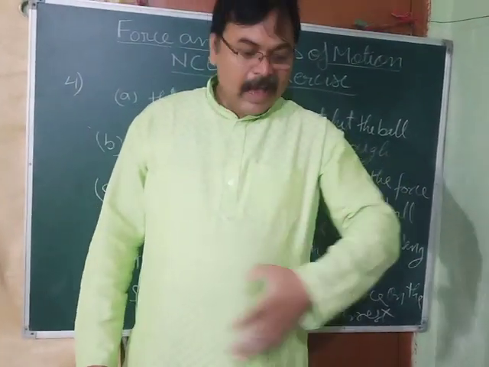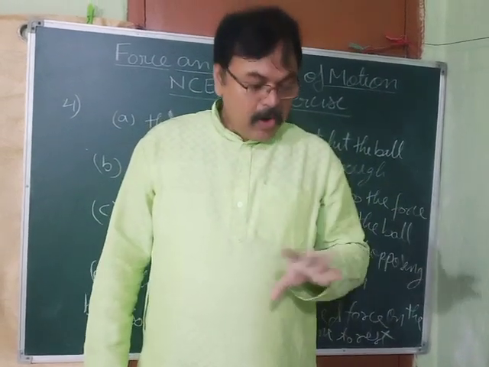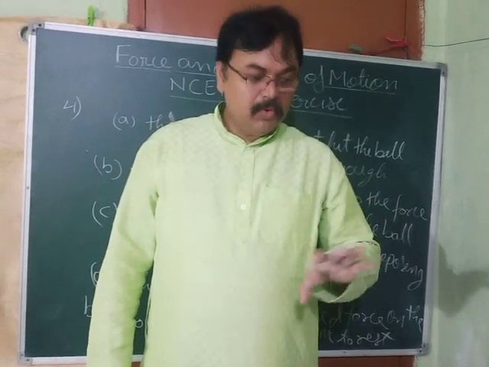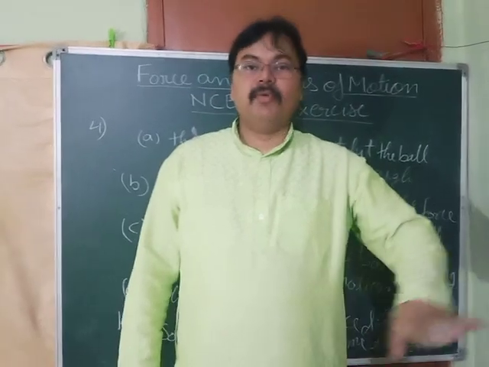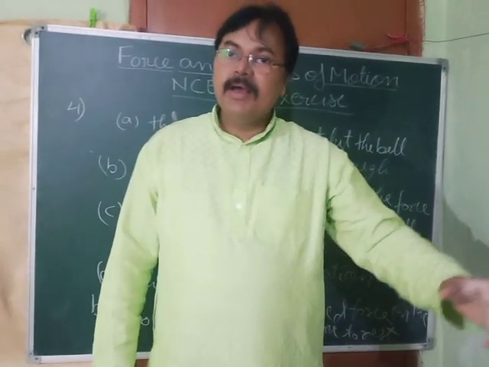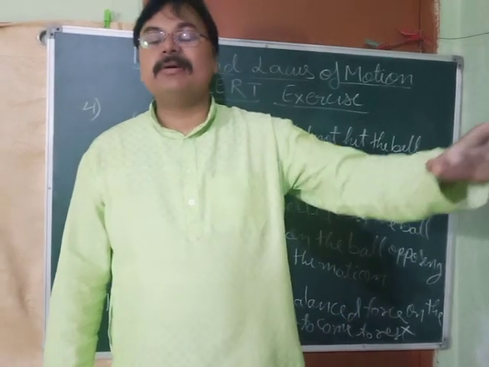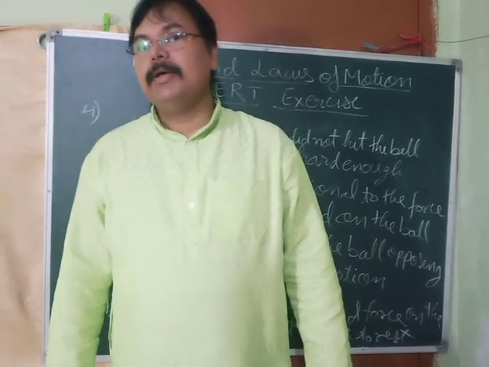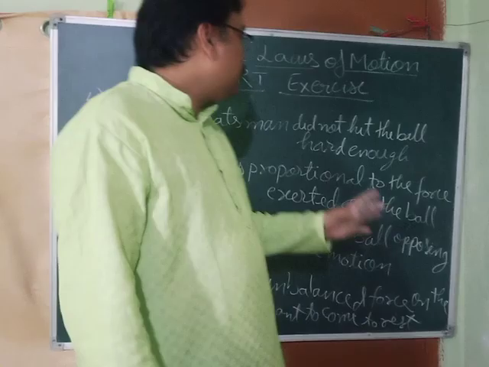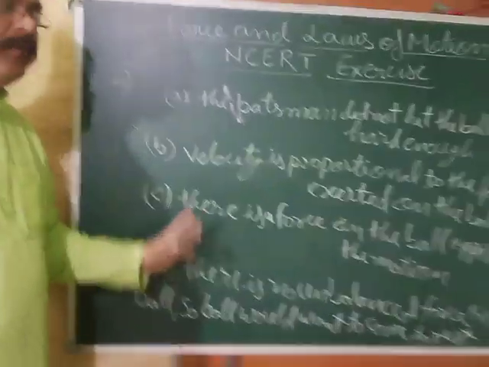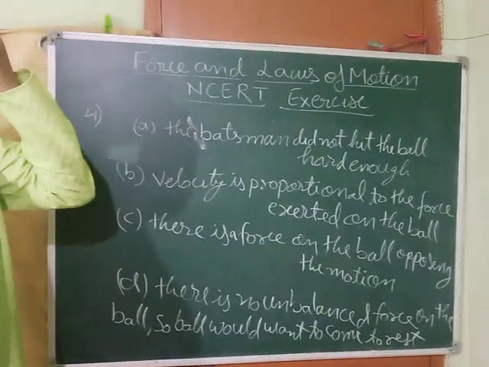Now see, the fourth question is that a batsman hits the ball. The ball is going to roll on the plain ground, and it is rolling. After rolling some distance, what happens? It gradually slows down and finally comes to rest. Now the question is that four options are given. Which of them is the appropriate reason for this?